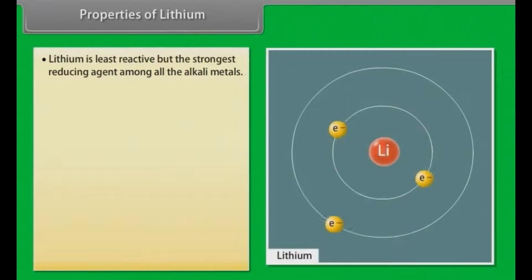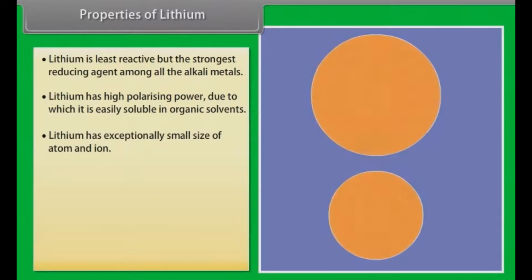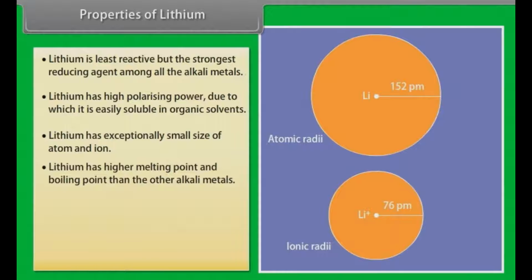Properties of lithium. Lithium is the least reactive but the strongest reducing agent among all the alkali metals. Lithium has high polarizing power, due to which it is easily soluble in organic solvents. Lithium has an exceptionally small size of atom and ion. Lithium has a higher melting point and boiling point than the other alkali metals.